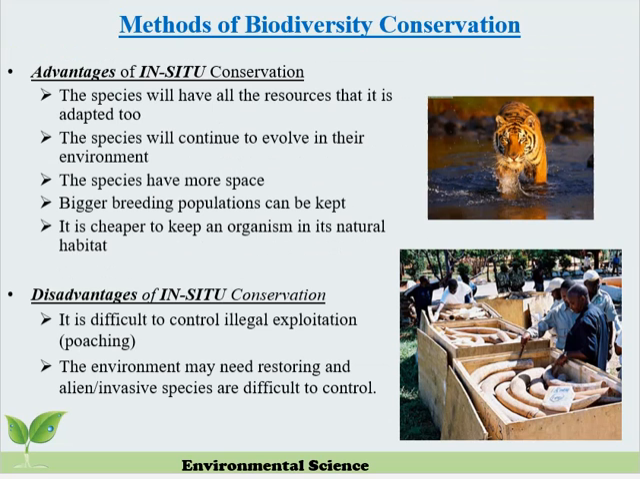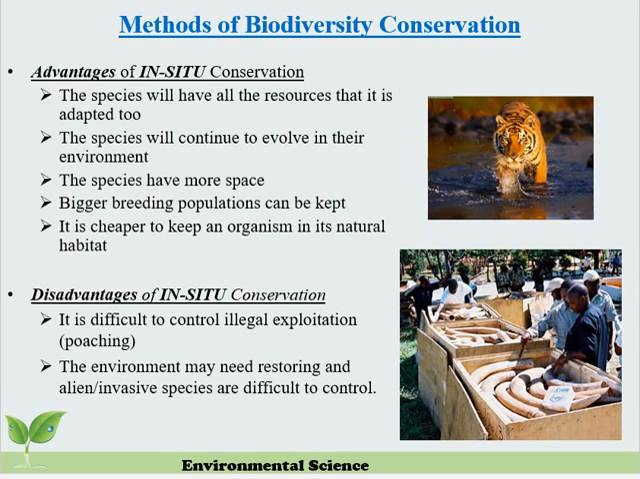This next one, we're going to talk about the advantages. So what are the advantages? I kind of talked about one. The species will have all the resources that it is adapted to. So you don't have to, like in a zoo, for example, create these artificial things in their environment to try to simulate their natural habitat. The species will continue to evolve in their environment. If you take them out and put them in a zoo, you stop that adaptation, that process of evolution that takes place.